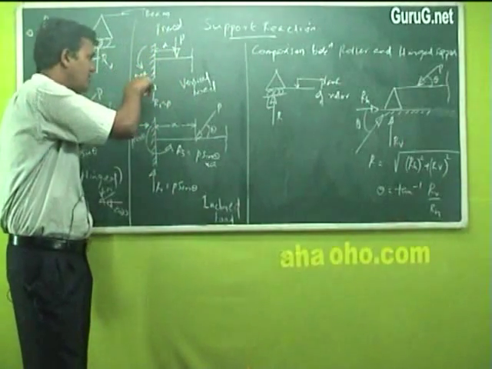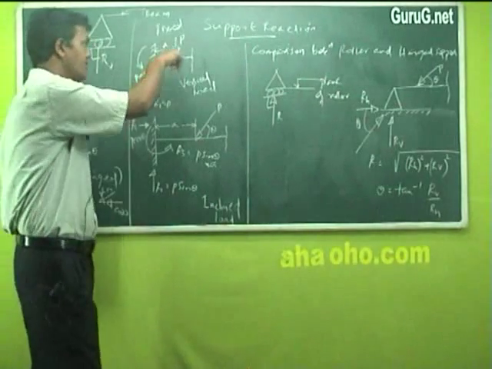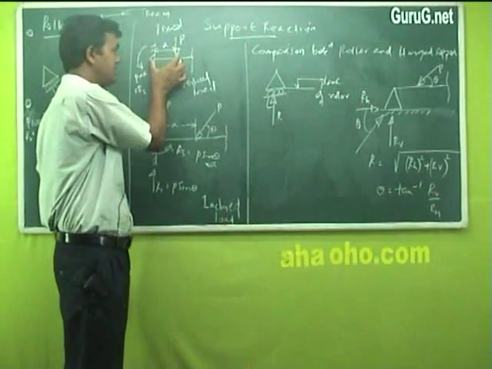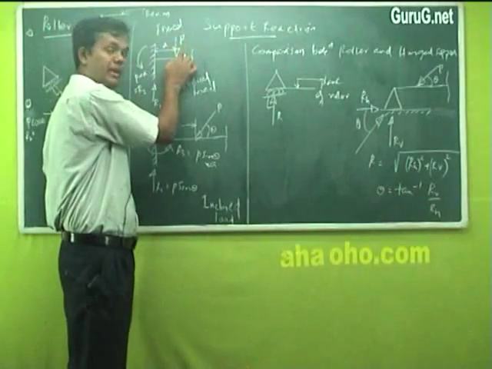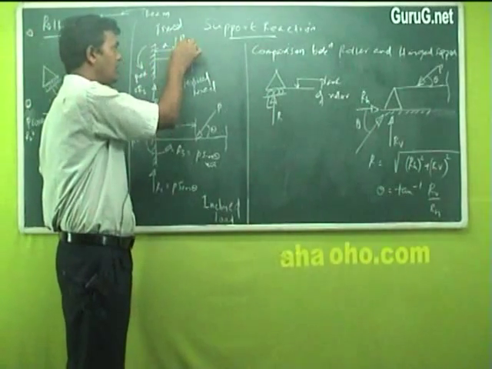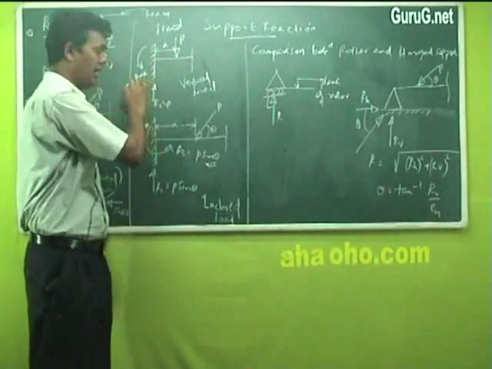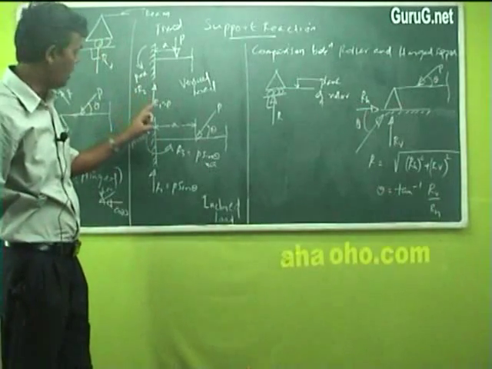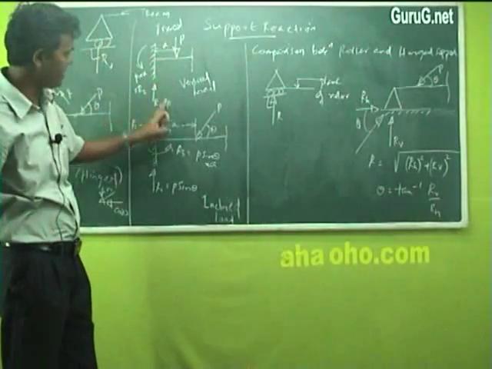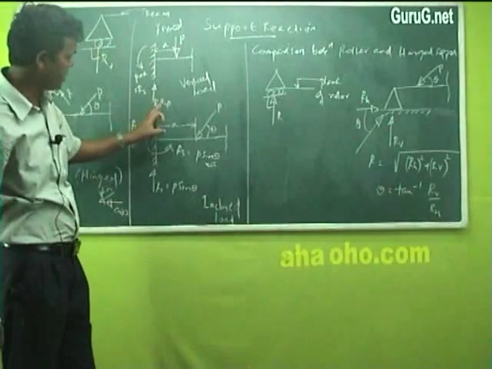Moment is the force applied into the perpendicular distance. The force applied is P, and the distance is A. So the load P into the perpendicular distance is P into A. That's where reaction R2 comes from. R1 is P, because it is a directly vertical load, so the vertical reaction R1 is equal to P.